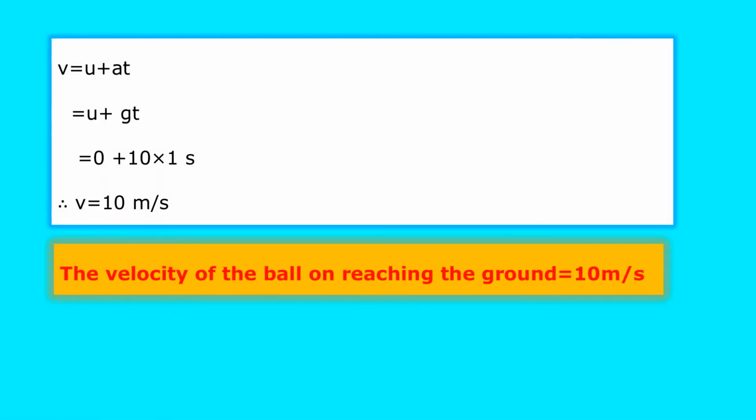Now we have to calculate the final velocity, children. For that we have to consider Newton's first equation of motion, that is v is equal to u plus at. So that is equal to u plus gt, meaning acceleration is in terms of gravitational acceleration. So that is equal to 0 plus 10 into 1 second. So therefore v is equal to 10 meter per second. So therefore the velocity of the ball on reaching the ground is equal to 10 meter per second.